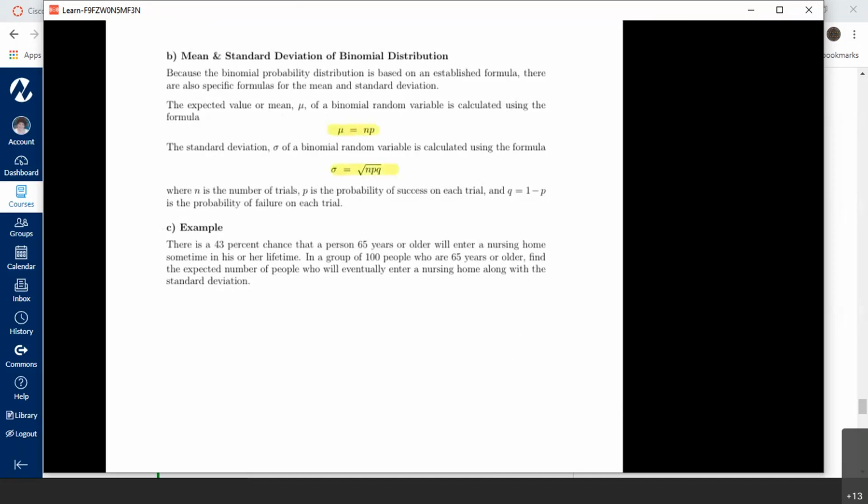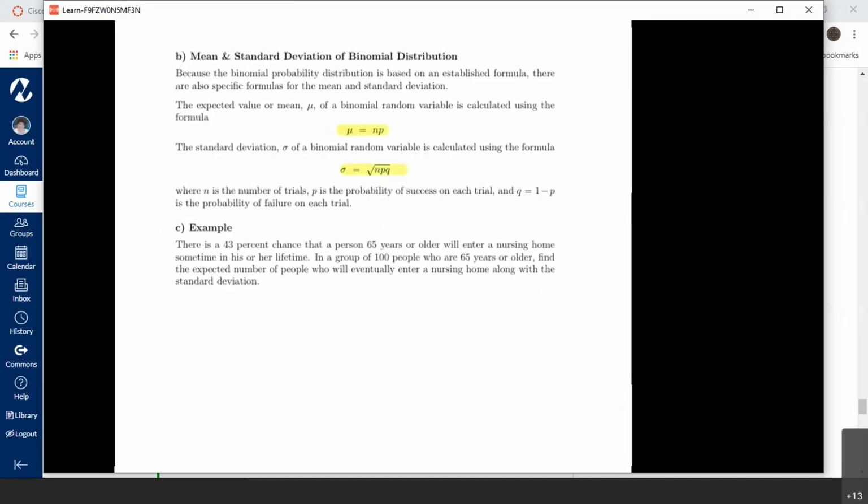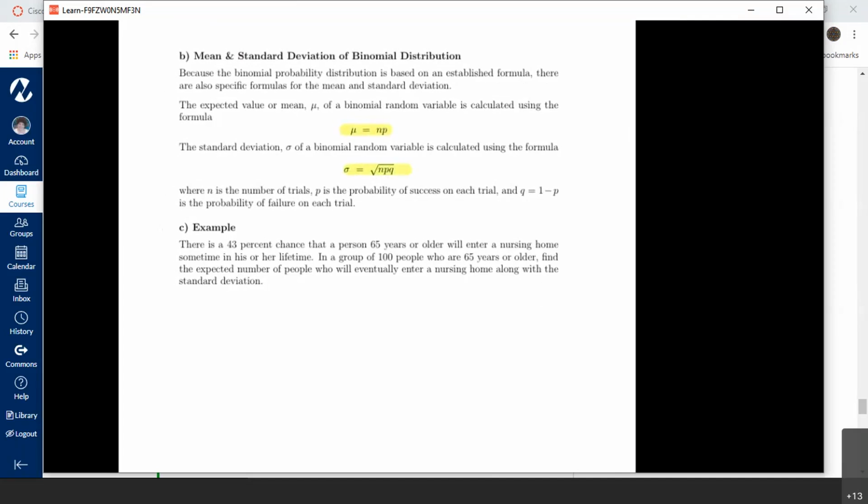But let's see what it's like to actually use them. Okay, so there's a 43% chance that a person 65 years or older will enter a nursing home at some point in his or her lifetime. I have a group of 100 people who are 65 or older. Find the expected number of people who will eventually enter a nursing home along with the standard deviation.